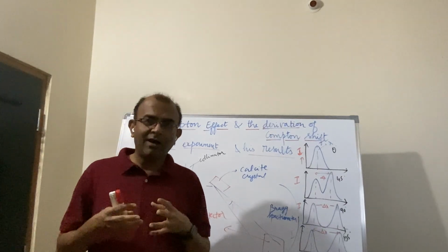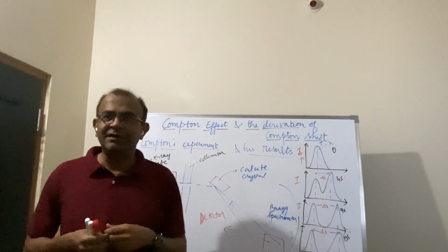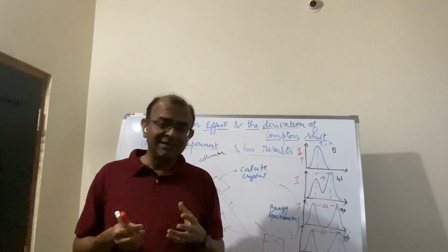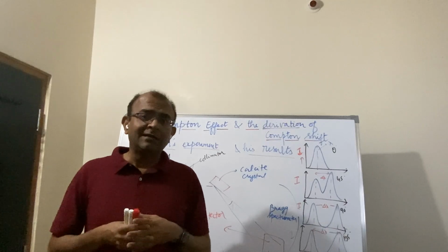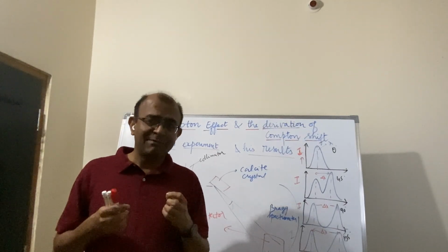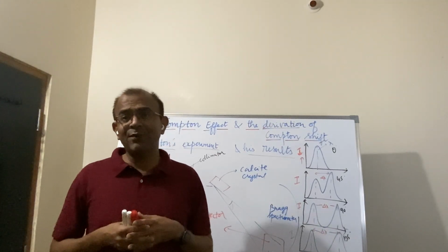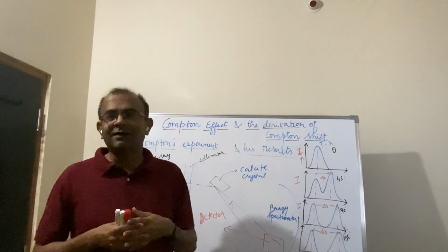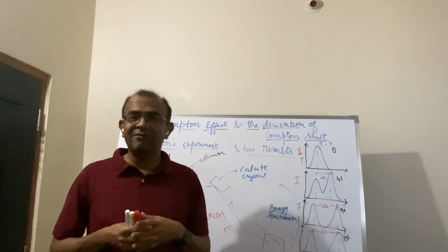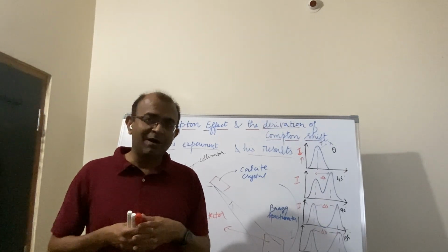Right, so Compton performed this experiment in the 1920s, specifically I think around 1923, and since it was such an important experiment, he received the 1927 Nobel Prize in Physics for his work on scattering of X-rays and gamma ray photons.